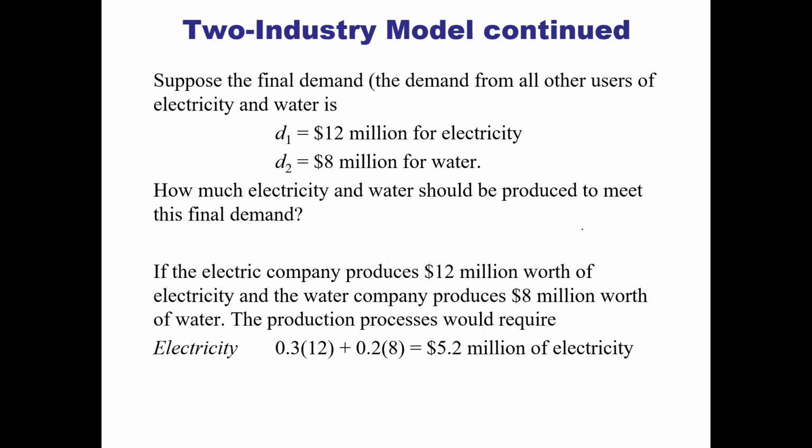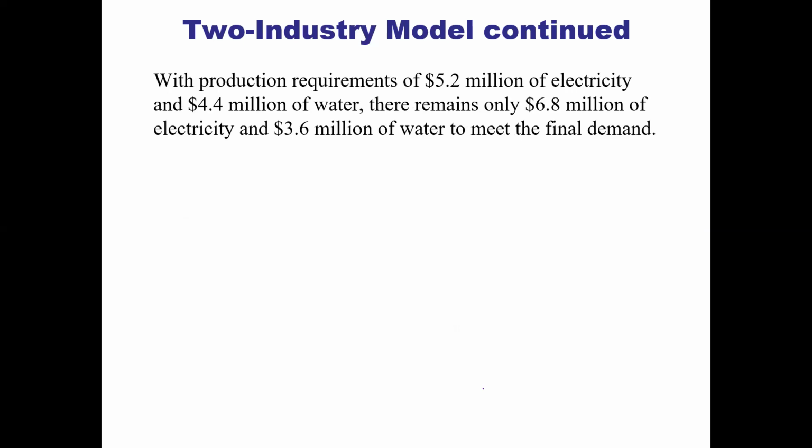Well, if the electricity company produces $12 million worth of electricity and the water company produces $8 million worth of water, then the production processes would require 0.3 times 12 plus 0.2 times 8, which is $5.2 million of electricity. And similarly for water, it is $4.4 million of water. Now, with the production requirements set, there remains only $6.8 million of electricity and $3.6 million of water to meet the final demand.